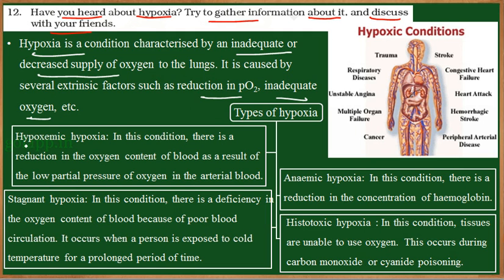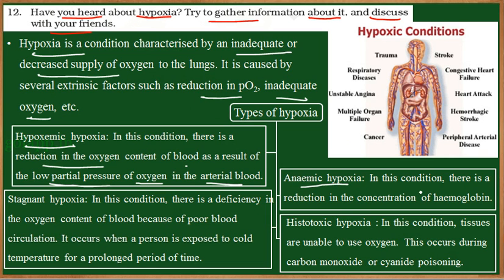First one is hypoxemic hypoxia. So in this condition, there is reduction in the oxygen content of the blood due to the low partial pressure of oxygen in the arterial blood. So when there is low partial pressure of oxygen in the arterial blood, the oxygen does not diffuse and therefore it leads to hypoxemia. And the second one is anemic hypoxia.